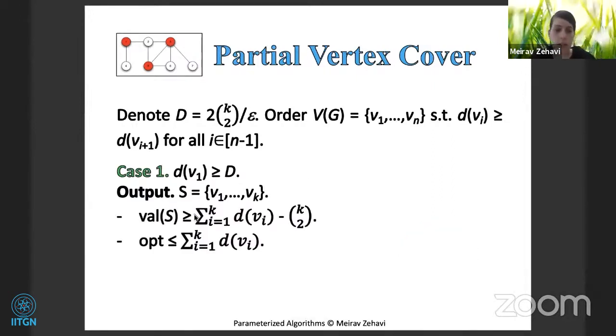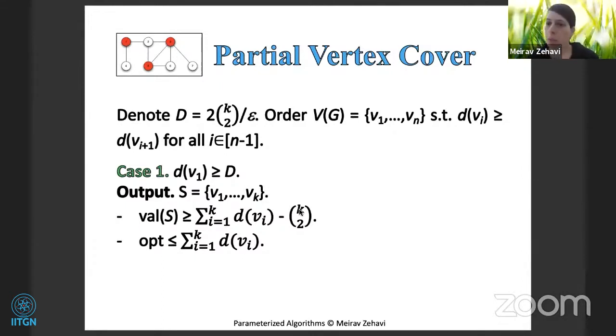Notice that the value of S, the solution that we picked, is at least the sum of the degrees of the vertices in this solution, minus K choose 2. Why K choose 2? Because this is an upper bound on the number of edges that we are overcounting. In the worst case, the vertices in S have all of the possible edges between them, and all of these edges are counted twice. So the value of S is the sum of the degrees minus the number of these edges, because each one is counted twice, and we need to reduce that from our count.